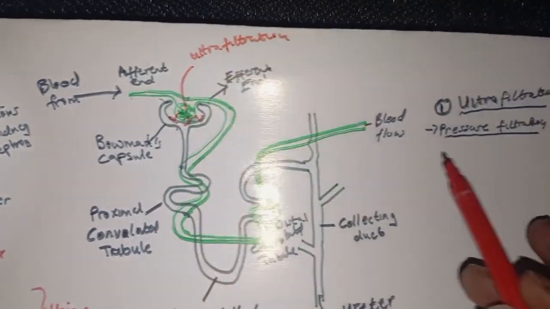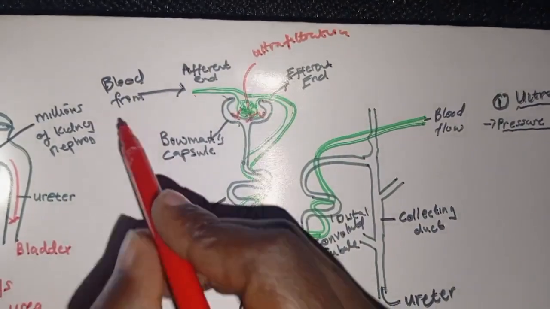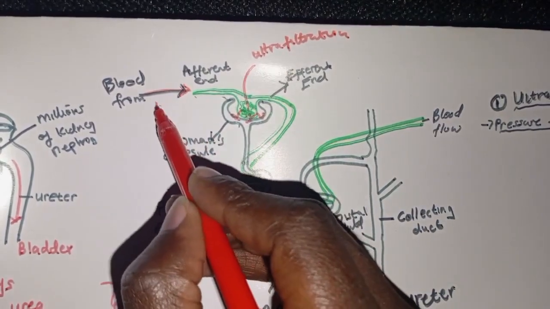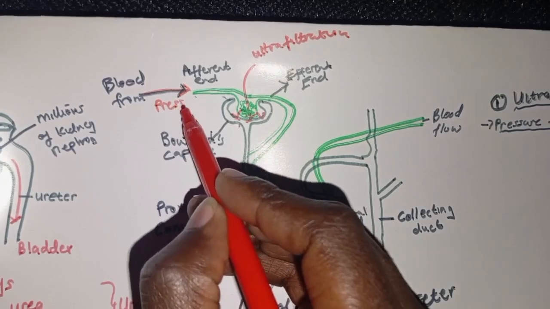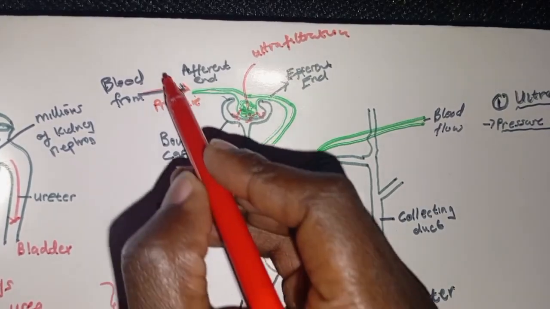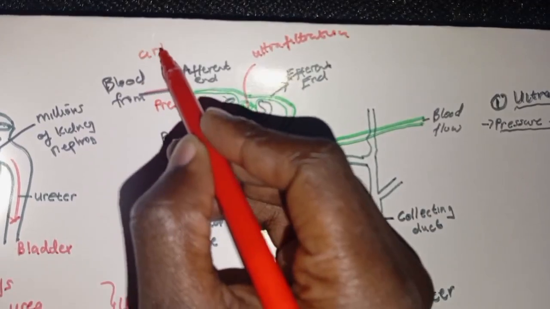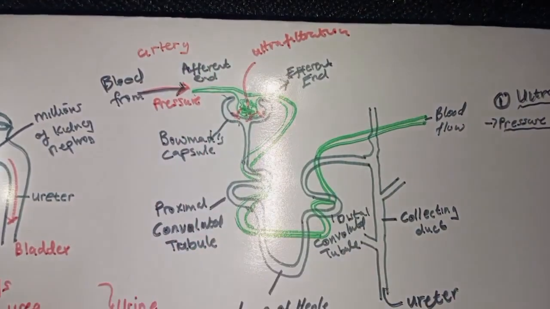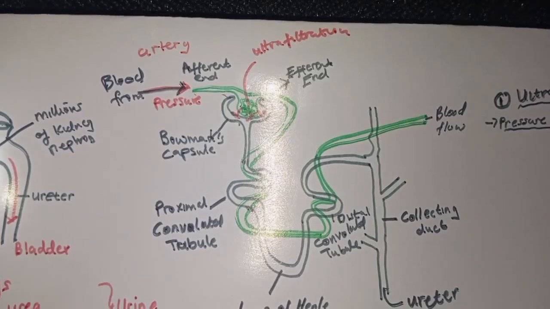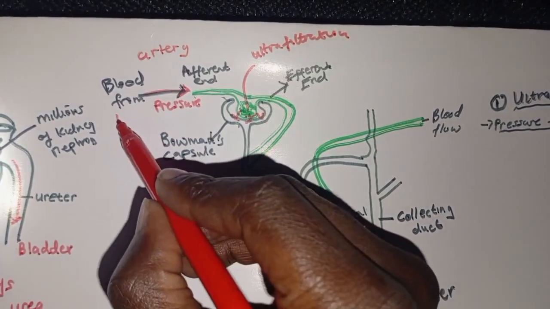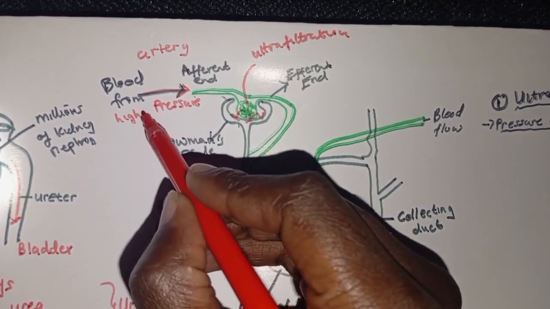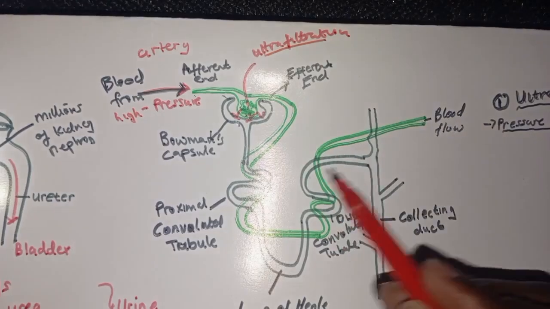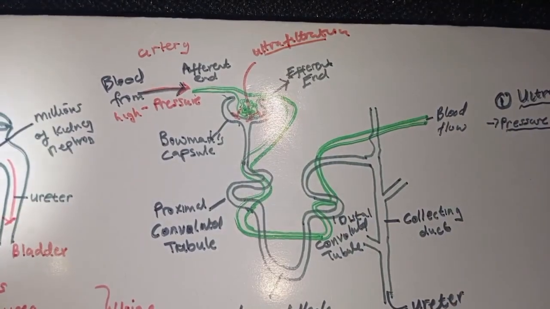Now, I said it's called pressure filtration. This is because as the blood is coming here, the blood comes with a lot of pressure, because it's coming from the artery. So most arterial blood always has a high pressure, okay. So the blood comes with a what? With a high pressure here. And this high pressure is what will cause this ultrafiltration or pressure filtration, okay.